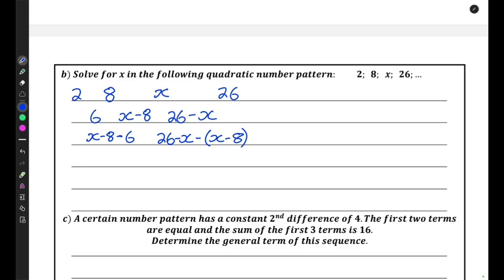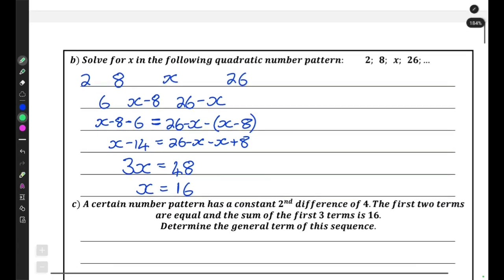Now, because this is a quadratic pattern, I can put an equal sign there. And that's where I can now start using algebra and solve for x. On the left, I can see that this would just be x minus 14 equals, and if I go with this, 26 minus x plus 8. And I want all the x's on the left. So I can see x plus x would give me 3x on the left. And then on the right, this would be 26 plus 8, which is 34. And 34 plus 14 gives me 48. Divide by 3, and x would just be 16.